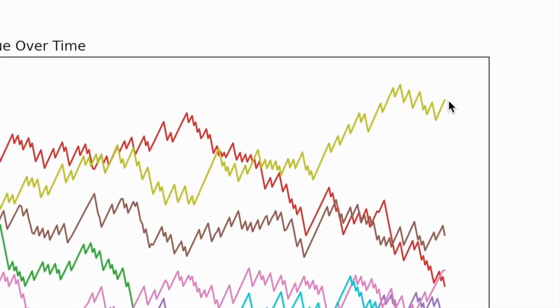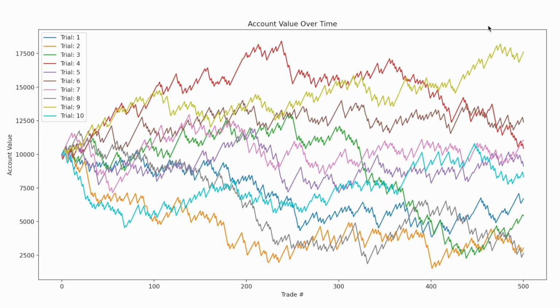Look at trial number 9, for example. This one here made about $7,500. So you're always going to have a few outliers to the upside and a few outliers to the downside. And then the majority of outcomes are going to be right around unchanged. Or I should say right around the average starting value, which was exactly $10,000.